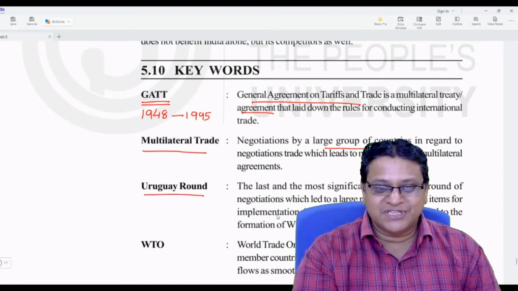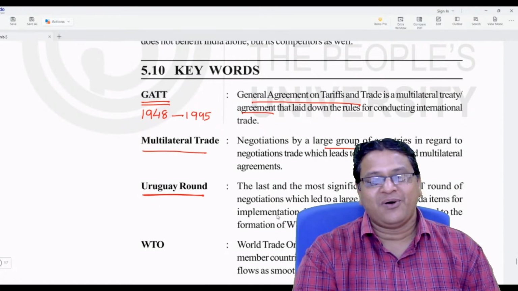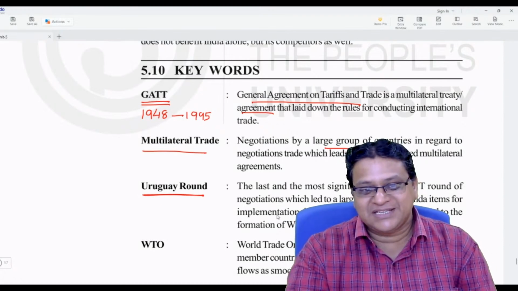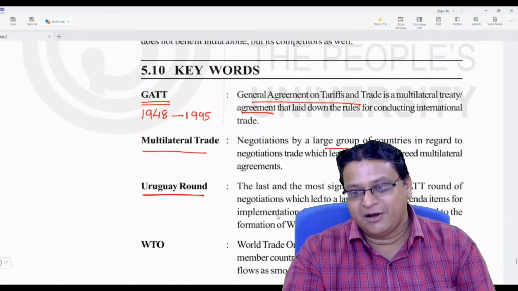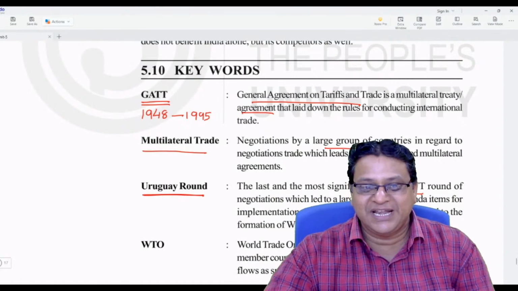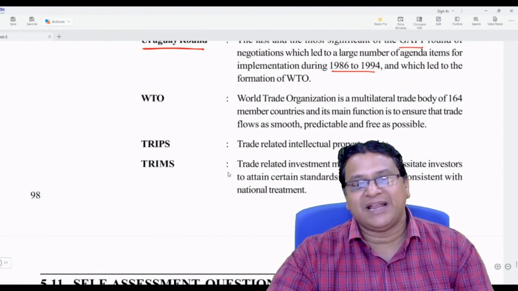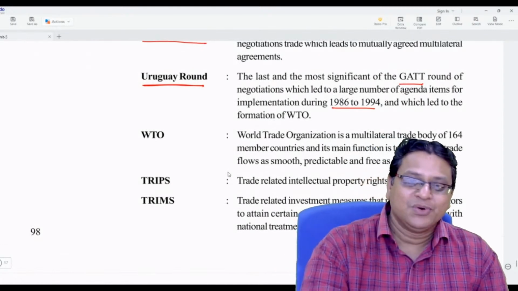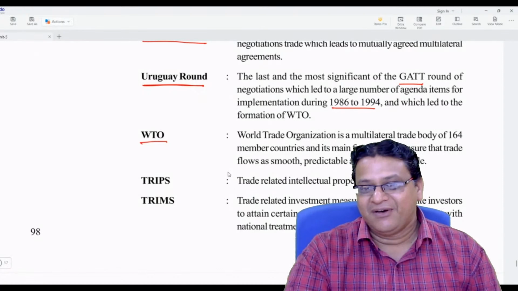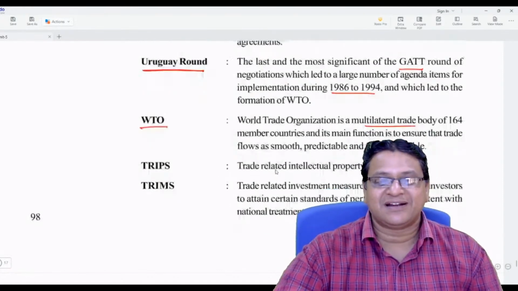Next, the Uruguay Round. This is the most important round of GATT, where the framework of WTO was set up. This round of negotiation was held between 1986 and 1994, and it led to the formation of WTO as a permanent organization. And what is WTO? WTO is a permanent organization which frames rules and regulations for international trade.